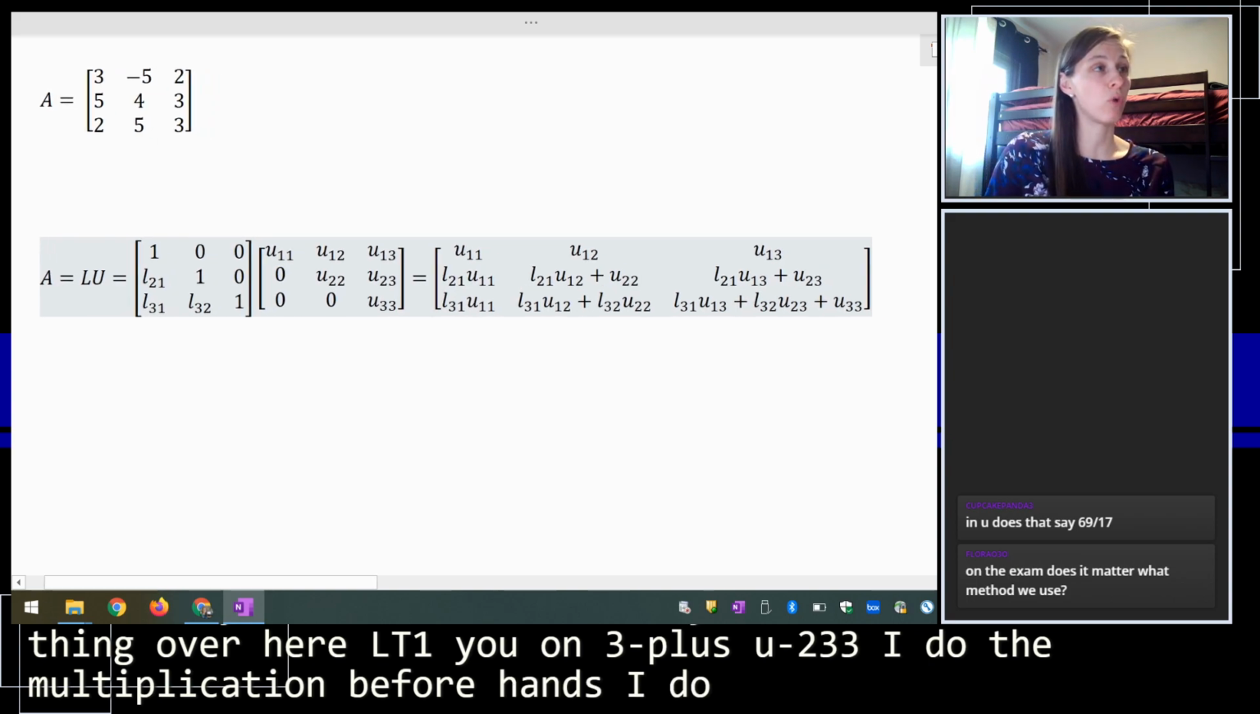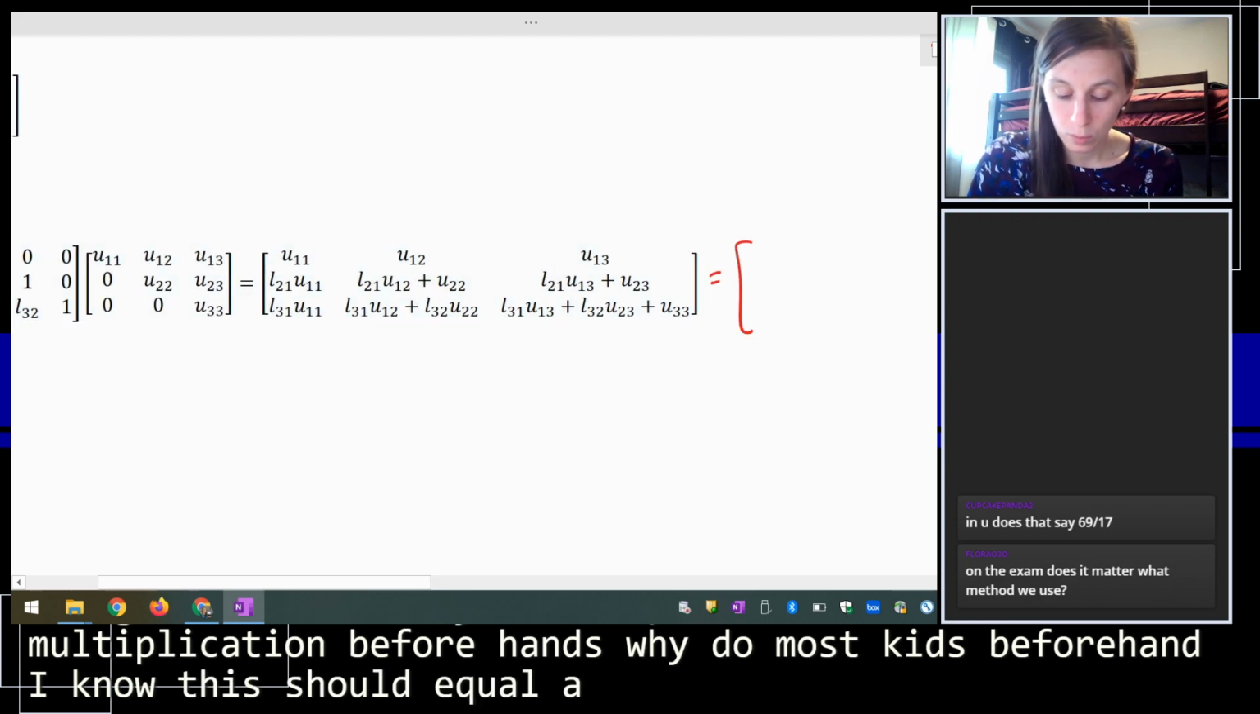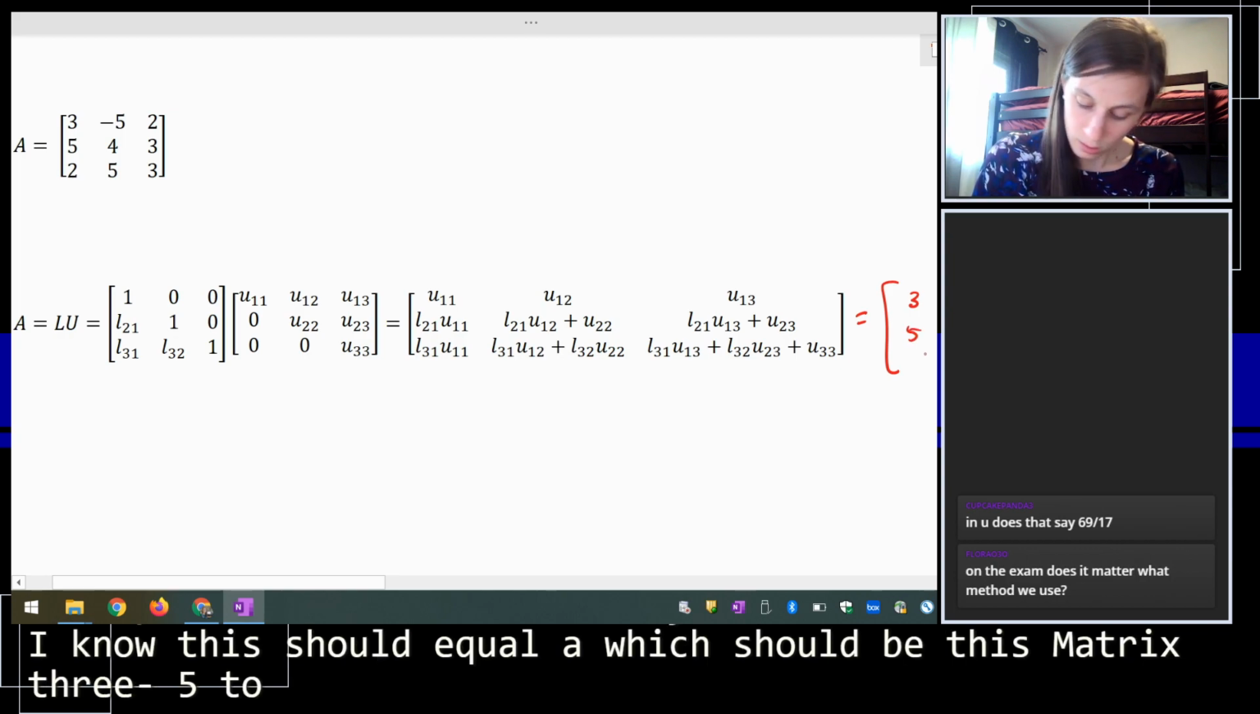So essentially, if I do the multiplication beforehand, I know this should equal A, which should be this matrix. 3, -5, 2.